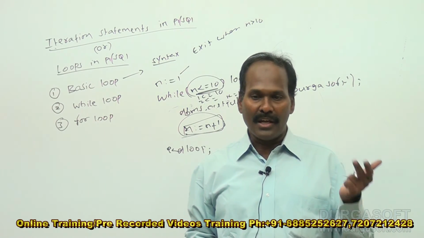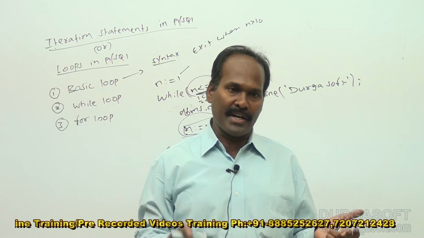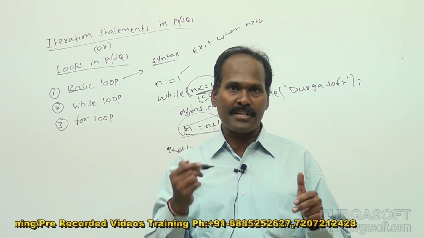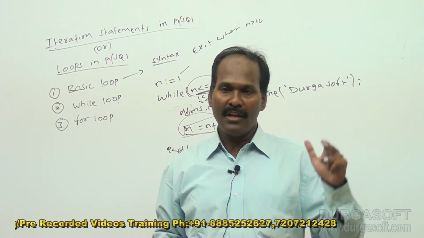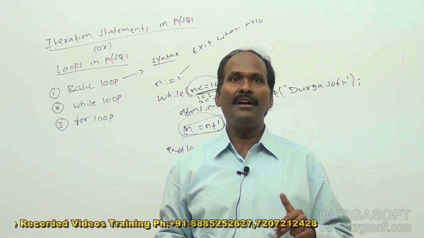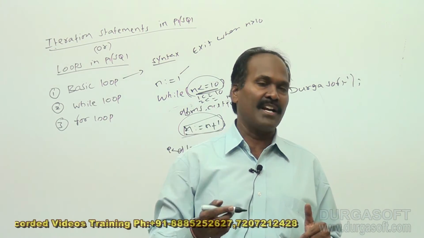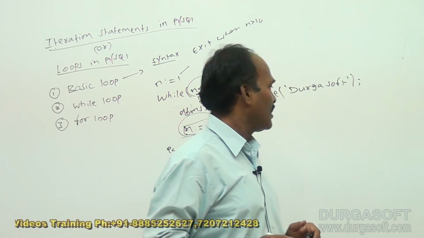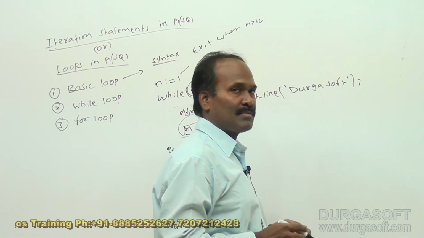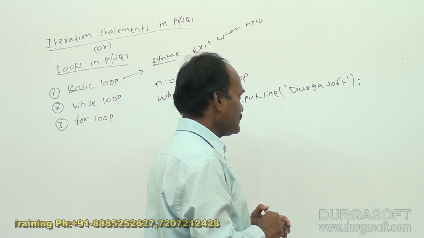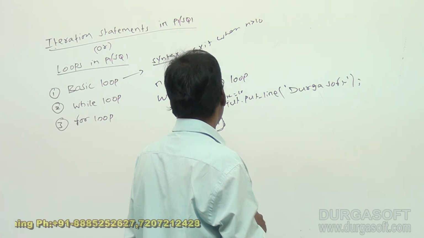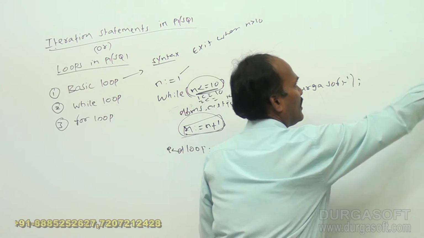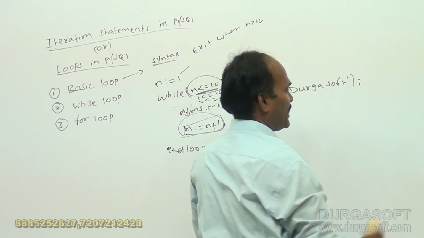That means execution of the body of the loop is important. Along with that, specifying a condition for termination of the loop is also most important. Every time we have to specify this mechanism. So this is the while loop, and the for loop syntax will be like this. I will explain that also with a complete example.